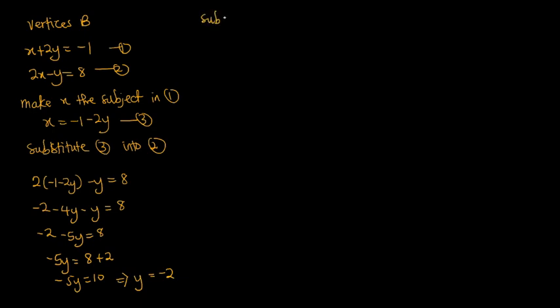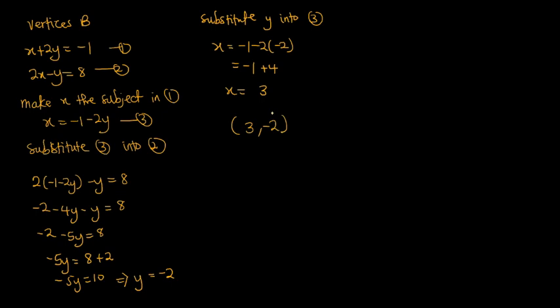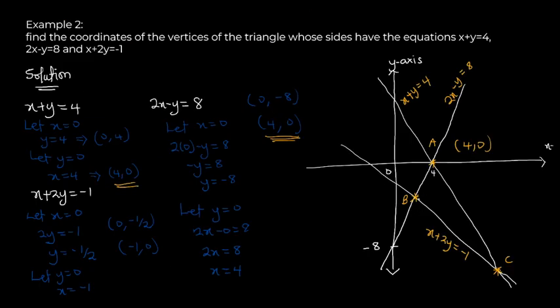Now if I substitute y back into equation 3 to get my x value, I'm going to get x is equal to -1 minus 2 into bracket -2. -2 multiplied by -2 will give me +4, and therefore x will be 3. So it means that the coordinates of vertex B are 3 and -2. So the point over here is 3 and -2. Right, so let's go ahead and find vertex C.